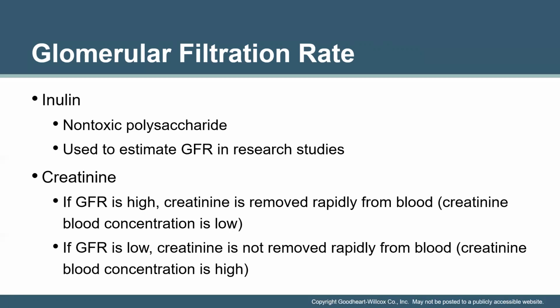The most common way to estimate it is by measuring the blood concentration of creatinine. This is a normal byproduct of muscle metabolism that is produced at a steady rate. Creatinine is freely filtered by the glomerulus, and to a small extent it is also secreted by the tubule, which means it is not a perfect compound for measuring GFR, but it provides a good estimate.